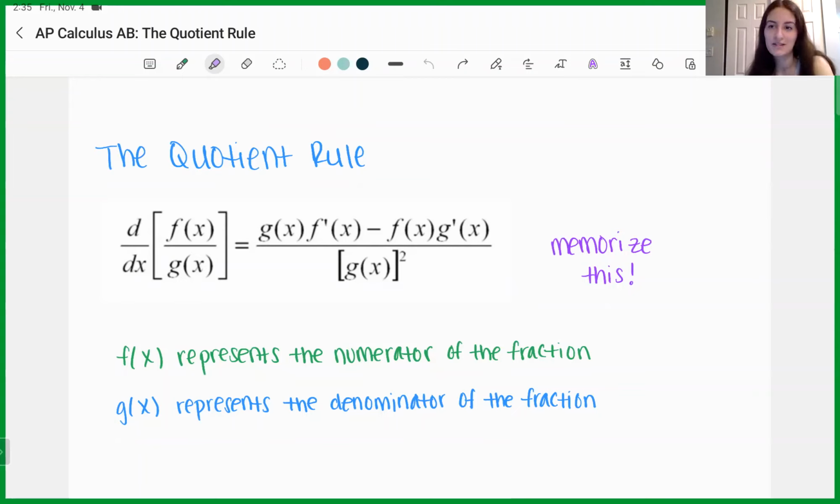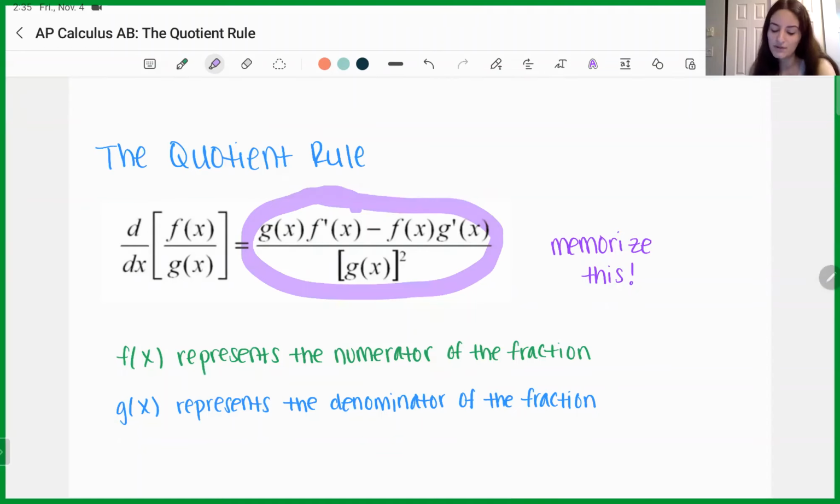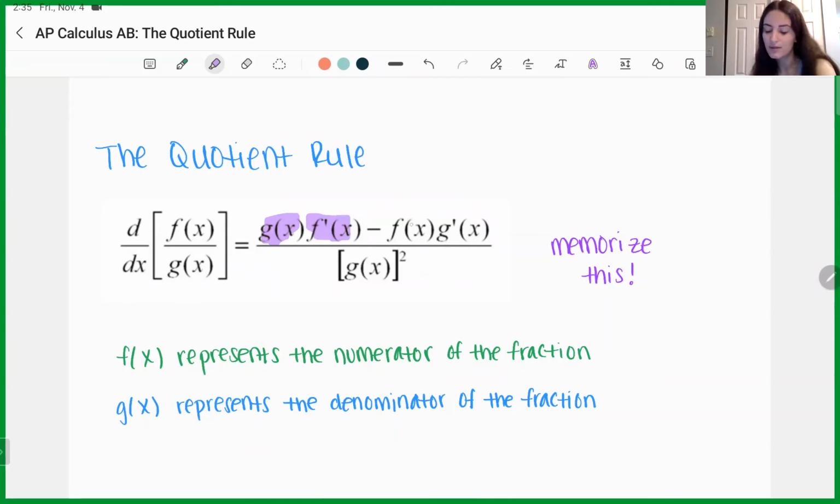I can almost guarantee that you will have to use it on the AP exam. So make sure you do memorize this formula. And really what you need to memorize is this stuff right here that I just circled. So the quotient rule says that the derivative will be equal to the bottom function multiplied by the derivative of the top function. Then we put a minus, and then we do the top function normally multiplied by the derivative of the bottom function. And then all of that gets divided by the bottom function squared. So once we do an example of this, you'll see how this works, and it's really not too bad.